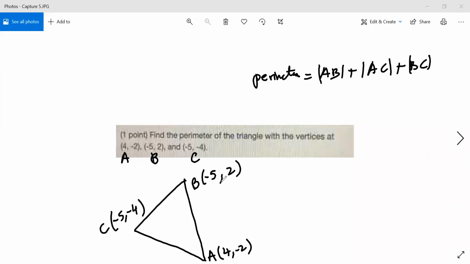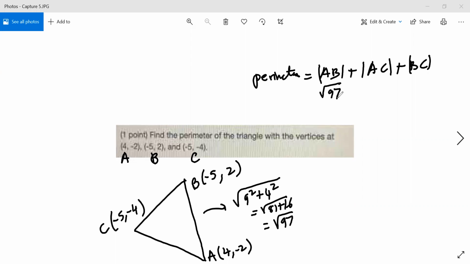Now let's look at this again. The distance AB is the square root of, again, 9 squared, and then that will be 4 squared, which is 81 plus 16. And this will be 97. So this is the square root of 97.